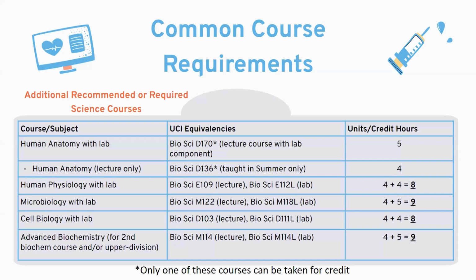I do want to go back and note too, with D170 and D136, since these are both anatomy classes, only one of them can be taken for credit. If you take D136, you can't take D170 later. If you take D170, you can't take D136 later. That's just good to note, especially if you're still trying to decide whether or not you think you need the lab for anatomy and which course you'd rather take.